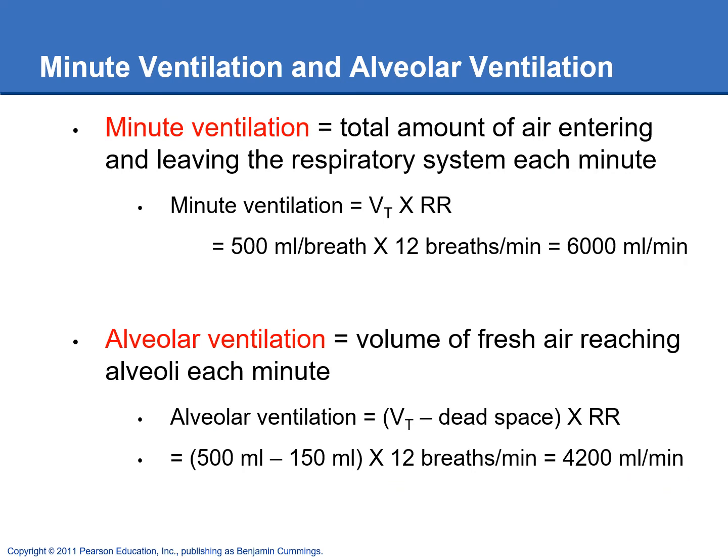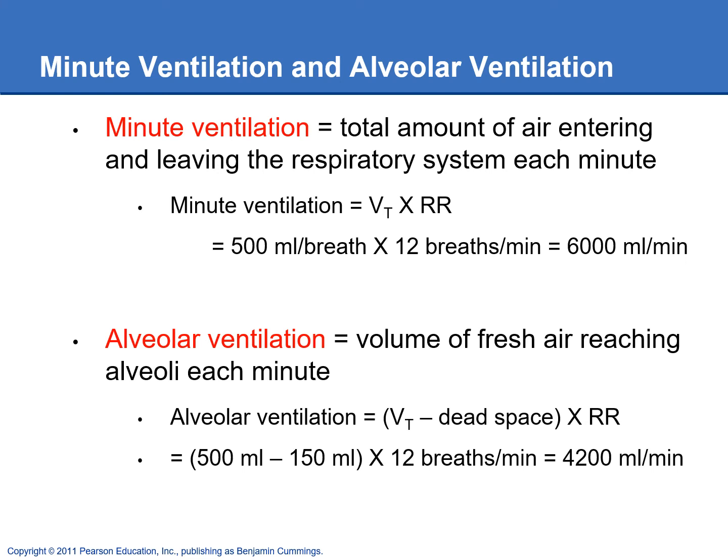So we can do a couple of calculations to figure out how much air is entering and leaving the respiratory system per minute. So this is the minute ventilation. To figure out the minute ventilation, we're just going to take the tidal volume, which maybe is 500 mils per breath, and then we're going to multiply that by the respiratory rate, which maybe is 12 breaths per minute. So the minute ventilation would be 6,000 mils per minute, and that's the total amount of air entering and leaving the respiratory system each minute.